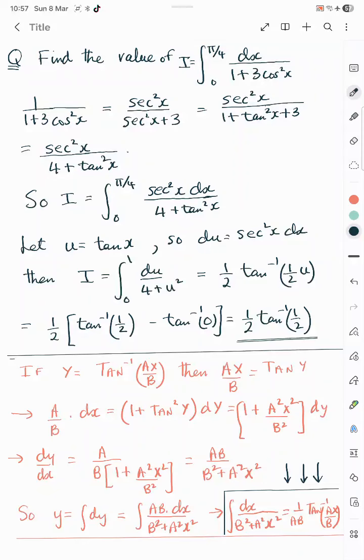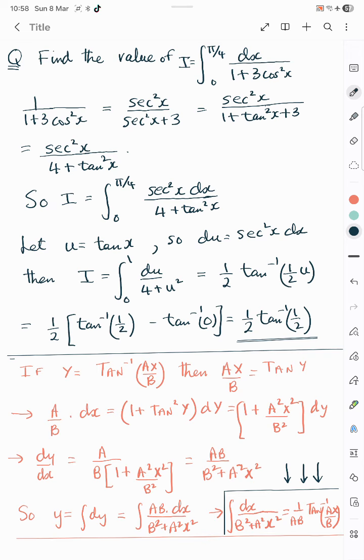Hello and good morning. In this video, we want to find the value of the integral, which I've denoted by I, of dx over 1 plus 3 cos squared x between the limits x equals 0 and x equals pi upon 4. So, we would normally try and scout around for a substitution, but before we do that, let's write the integrand in another form.